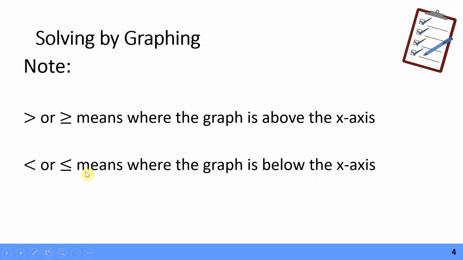So it's very important that you remember the meaning of these symbols, and that's what you're going to be doing. You're just going to graph, stare at the graph, analyze it, and find your answer depending on where the graph is above or below the x-axis.